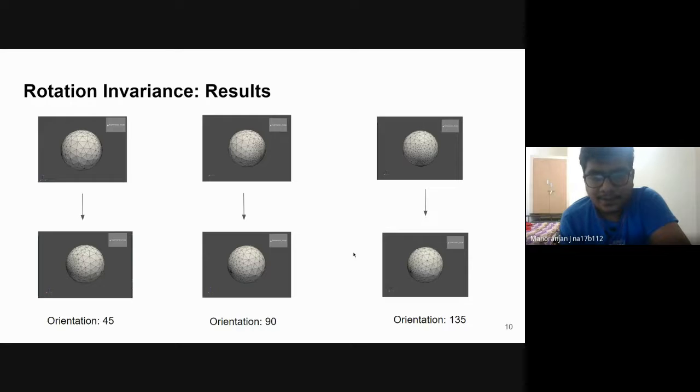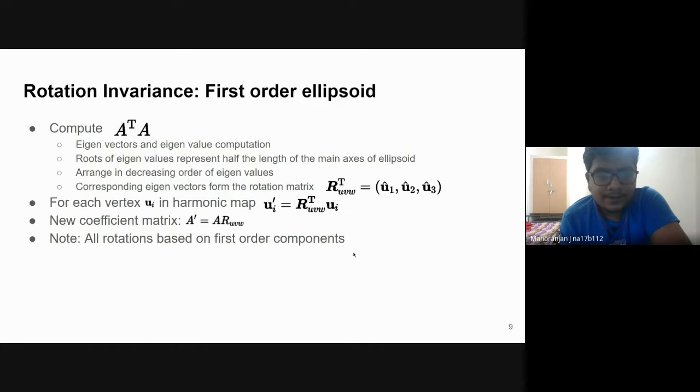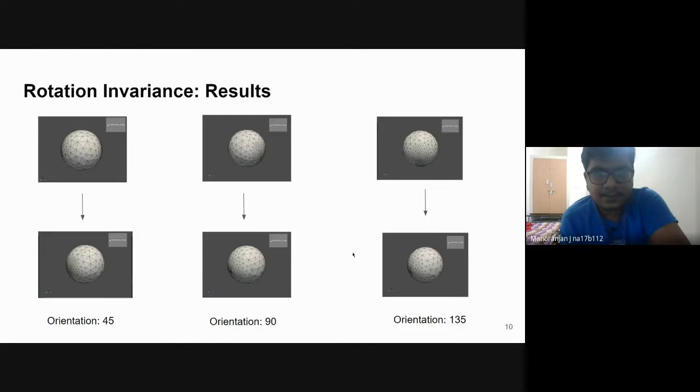But how to do that, I have not been able to find results for yet, because when you move to higher degrees, you'll be considering more coefficients, and how to use that to compute the A matrix, that is the rotation matrix, is still not very clear. So that's the challenge that I'm facing, and I'm still working on that.